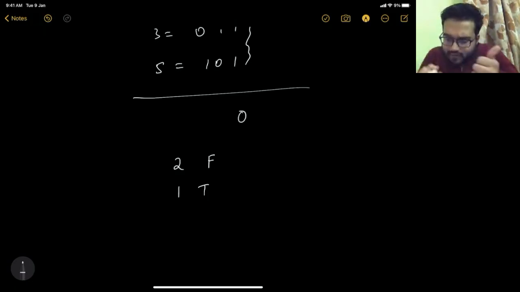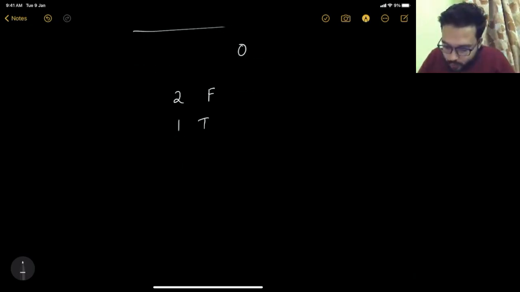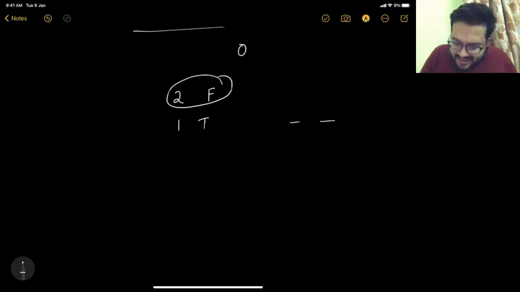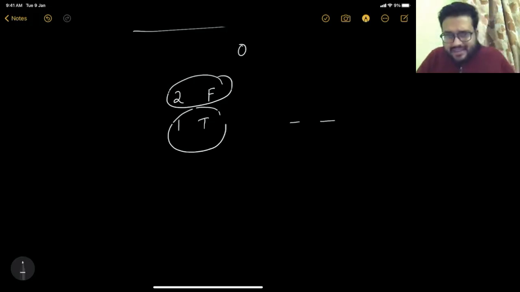If I just multiply this by 2 again, because I want to calculate i comma j and j comma i twice, that's why I'm multiplying it by 2 at the end. It will mean that this bit will contribute a 4 to my answer. Is everybody with me? Let's look at this bit. I have 2 false and 1 true.